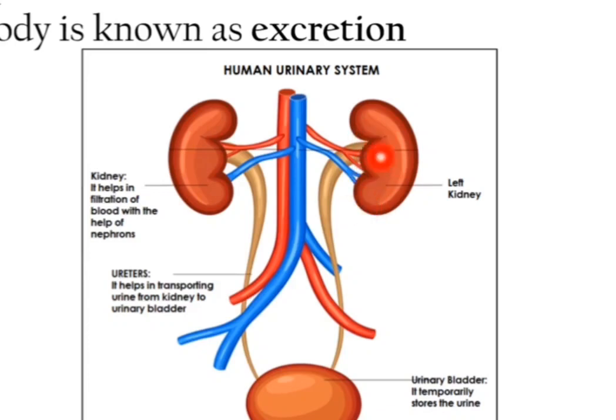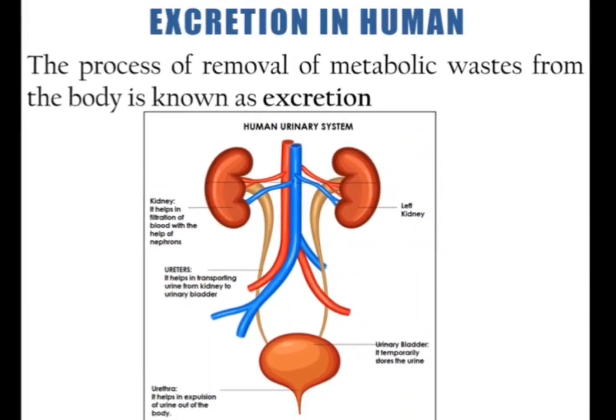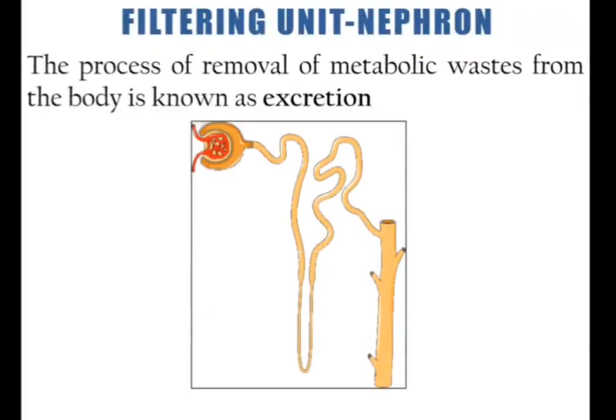In the kidney there is a small functional unit, which I would call the filtering unit, and it is known as the nephron. This is the structure of a nephron present in the kidney, and the number of nephrons is around 1 million in each kidney. These are the small nephrons present inside the kidney.